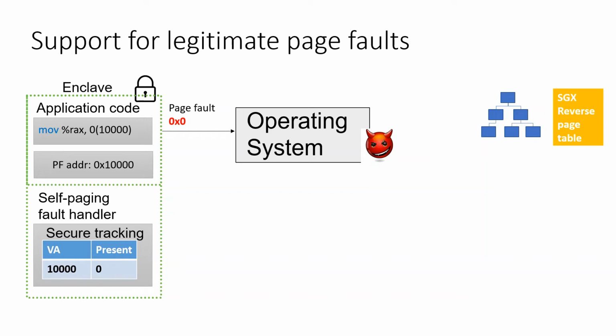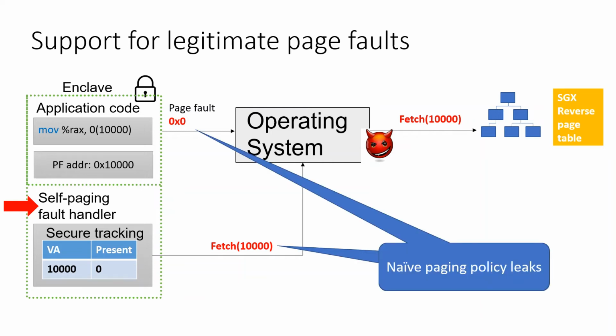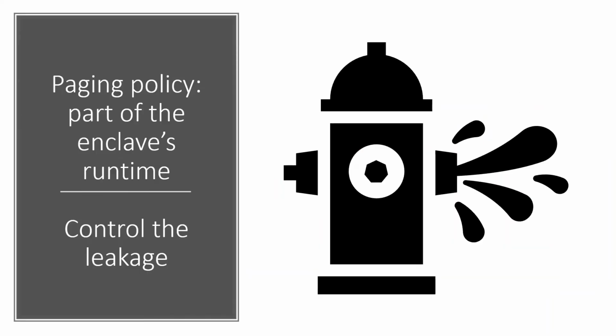Autarky maintains SGX support for demand paging when legitimate page faults do occur. On a fault, the enclave handler will be invoked and can collaborate with the OS to resolve the fault. While the OS is unaware of the faulted address, naively passing it during the cooperative paging would still leak. So, can the enclave do something else?